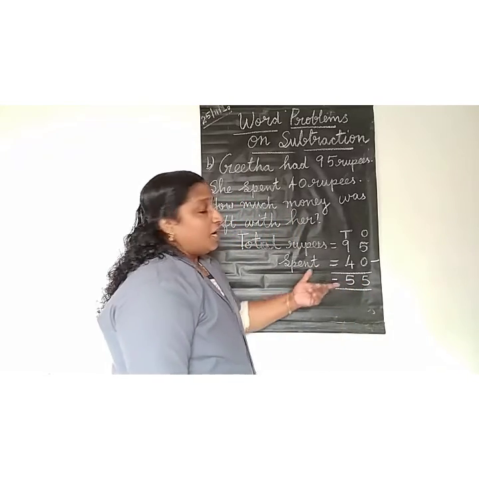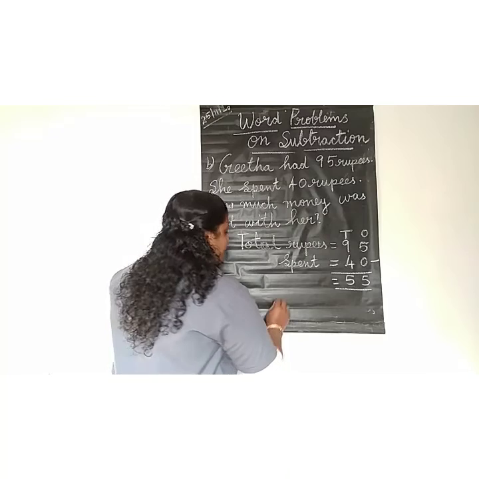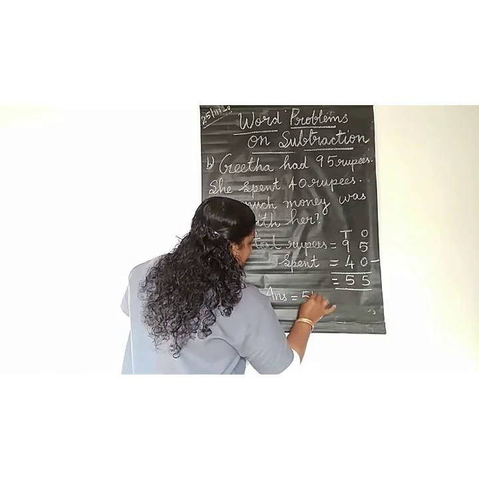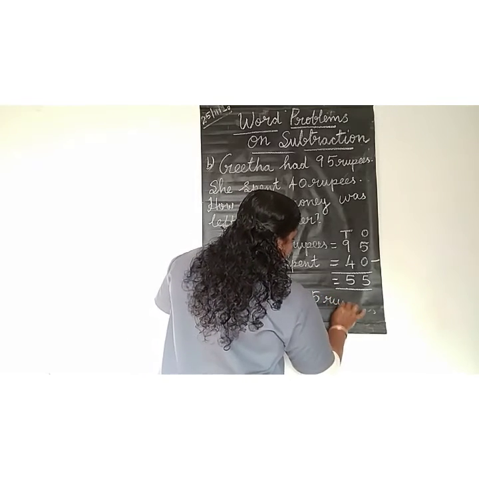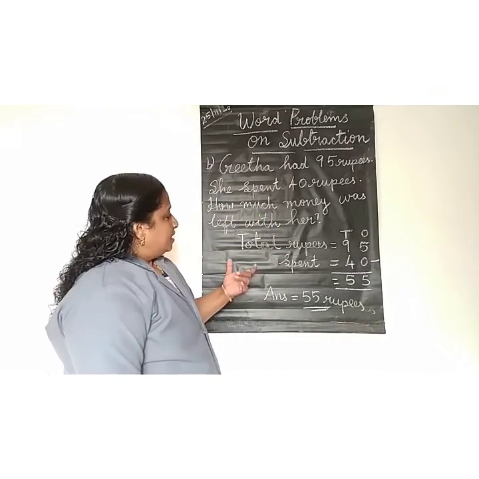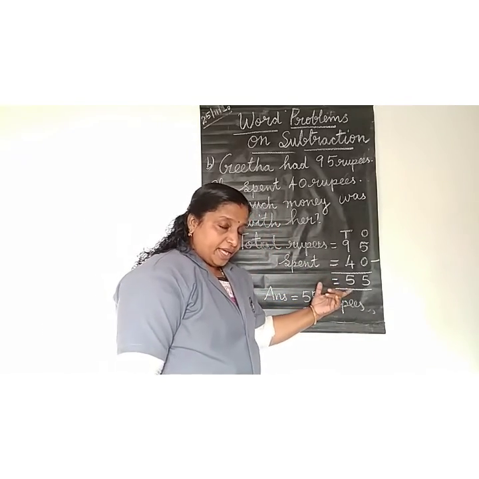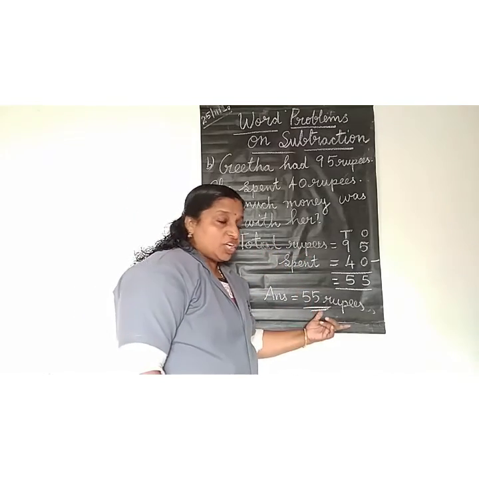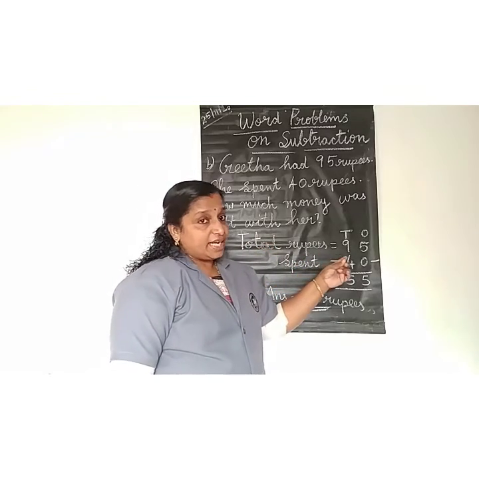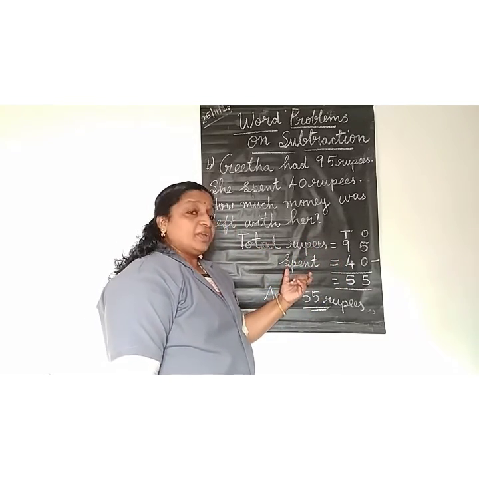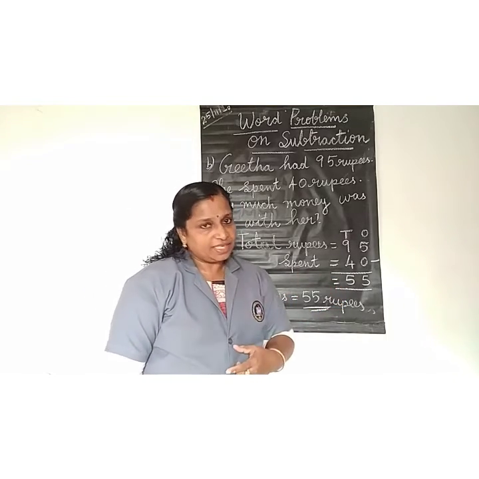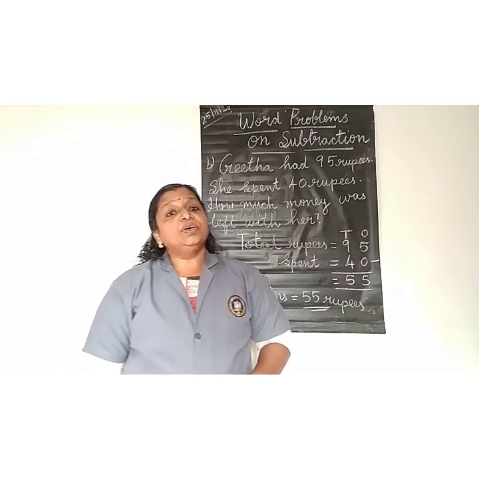She had how many rupees balance? Yes, she had 55 rupees, isn't it? Answer: 55 rupees. She got 55 rupees balance. So she spent 40 rupees and the balance she got is 55 rupees, because in the first she had 95 rupees. She spent 40 rupees. Balance she got how much? Yes, 55 rupees. Clear? We can do one more sum.